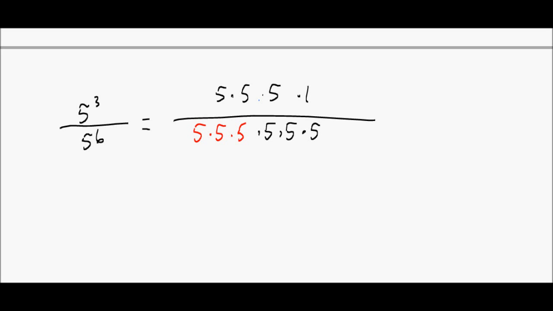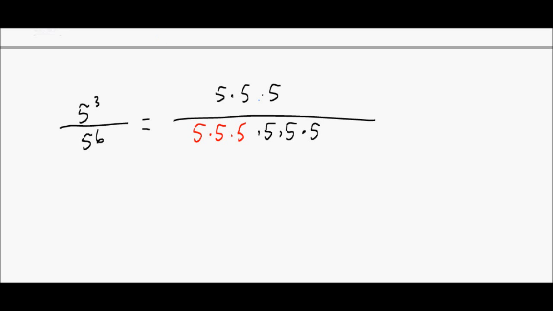I'm going to take a little side trip here. 5 to the third over 5 to the sixth. 5 cubed over 5 to the sixth. If I multiply out 5 to the third power, it means 5 times 5 times 5. So that's what we have in the numerator. And in the denominator, I got 6 of those guys.